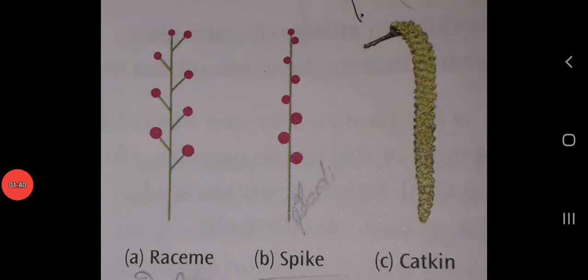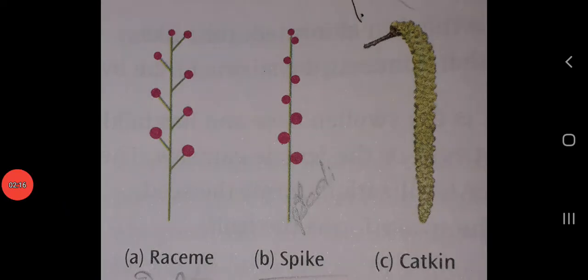Number one is with the main axis elongated. That means this can further be of three types: raceme, spike and catkin. In a raceme, flowers are borne on short pedicels or stalks. You can see the picture. In a spike, the flowers are not borne on stalks, and in a catkin, flowers are unisexual. For example, gulmohar and mulberry.